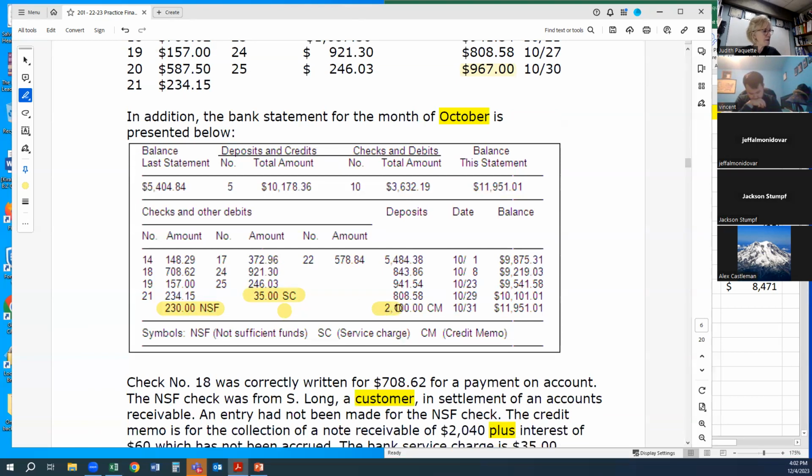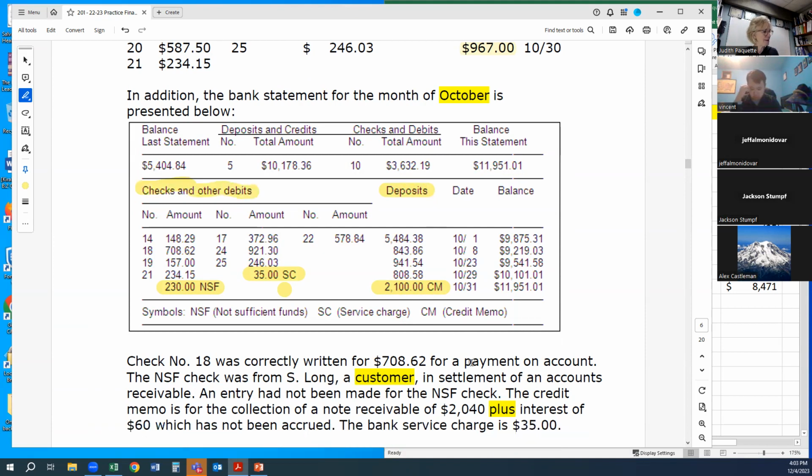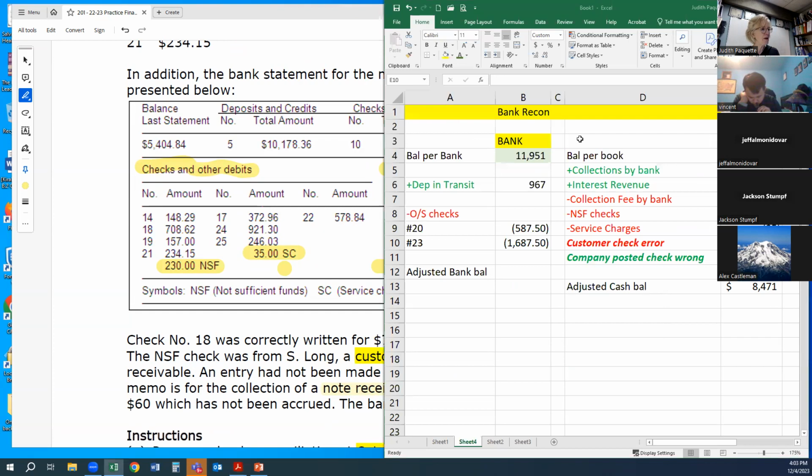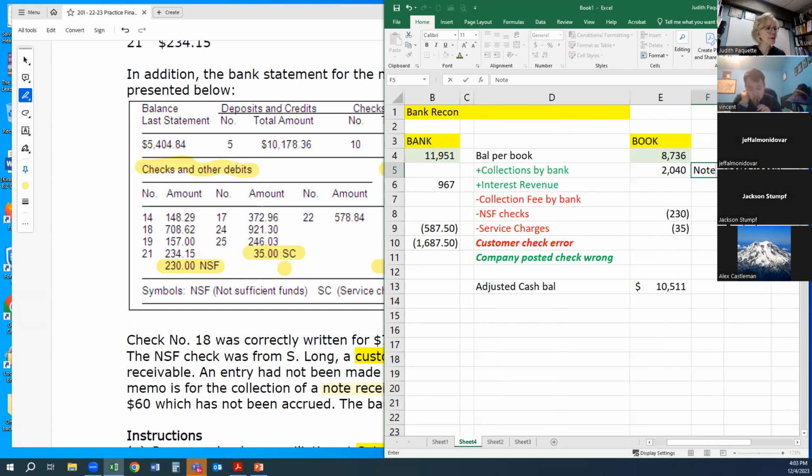And finally, we've got this credit memo. That means money came into the bank. We know that because it's under deposits. This is under checks. So what are we going to do with, we've recorded these first 2. What are we going to do about the 2100? We have collection of a note receivable of 2040 plus interest of 60. So here we go, 2040, and it's a note this time. It's not an accounts receivable, it's a note receivable. And we have interest revenue of 60.